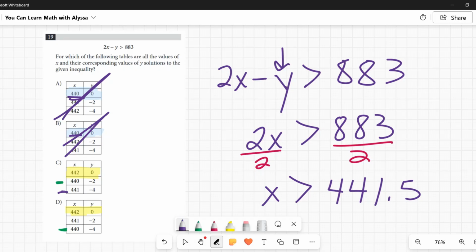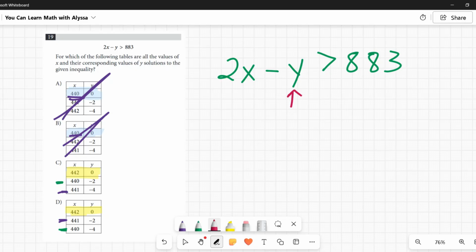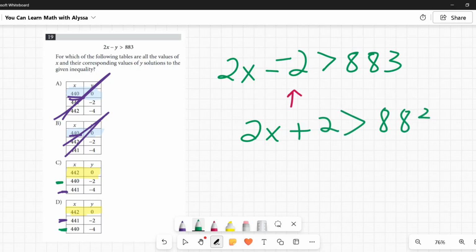And then we have 441 and negative 4, 441 and negative 2. Okay, so they are both different. I'm going to pick one of these points. And see, again, we're starting with 2x minus y is greater than 883. And we'll say, okay, what happens when y is negative 2? I'm going to plug in a negative 2 for y. So 2x minus a negative 2 is 2x plus 2 is greater than 883.